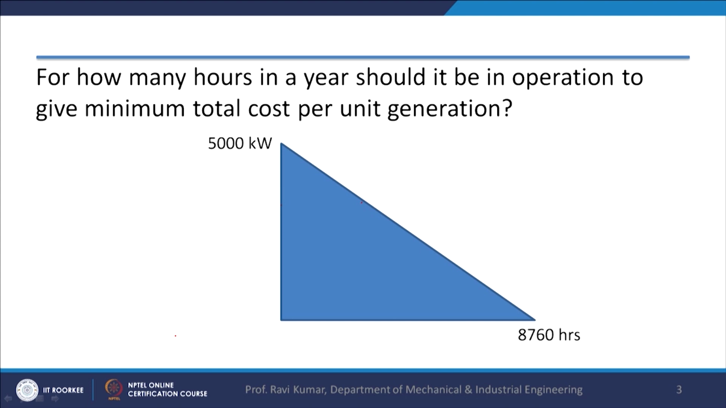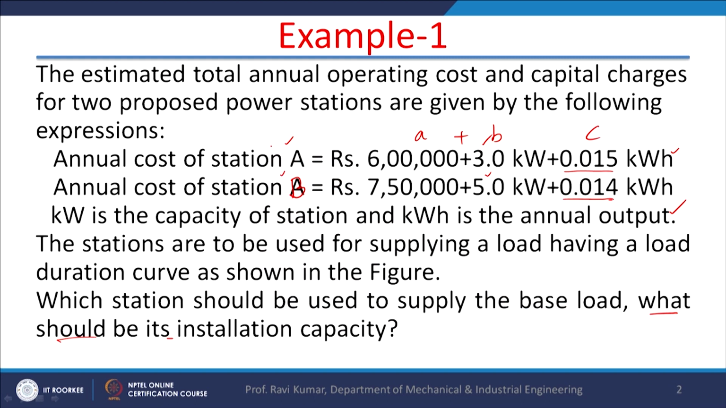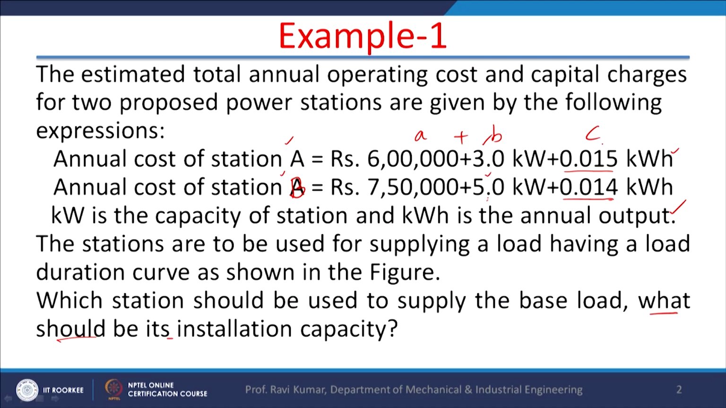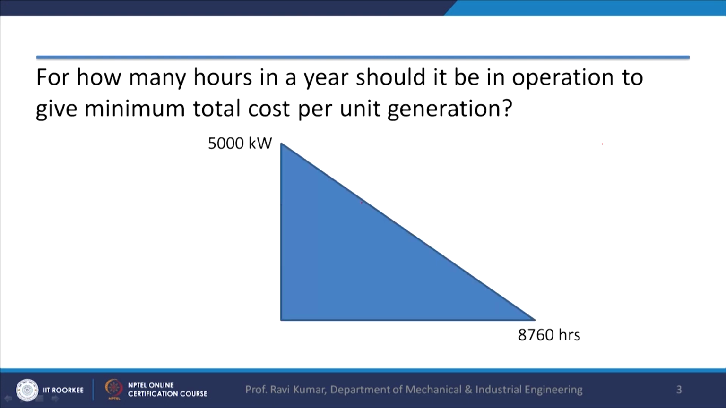So, we have to take a combination. Suppose we take the entire power, 5000 kilowatt, from B. If we take the entire 5000 kilowatt from B, the fixed cost will increase, this capacity-wise cost will be high. Now, if we take 5000 kilowatt from A, then the running cost is going to be high, right. So, we have to find one optimum value.